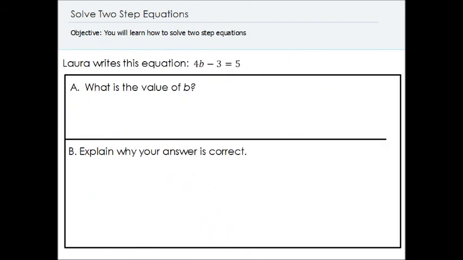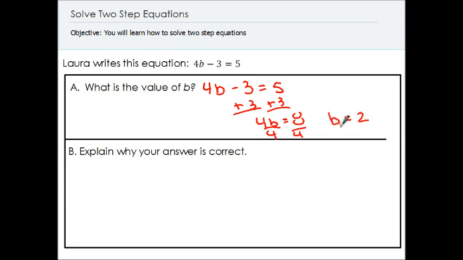All right, let's take a look at this. I want you to answer these 2 things. This says, what is the value of b? So we need to solve for b. Isolate the variable, so add 3 to both sides. Now I have 4b equals 8. Divide by 4, divide by 4. B equals 2.